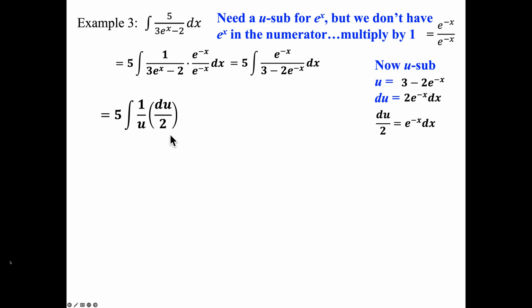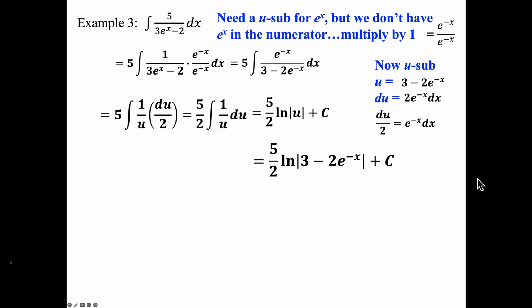And now we'll do a u sub. There's my 1 over u, du over 2. Just take this 2 and factor it out to the front. We'll call it 5 over 2, integrated 1 over u du. That will be natural log of the absolute value of u, with the 5 halves multiplied to it again. Never forget your plus c. Switch your u back in, 3 minus 2e to the negative x, and there's our answer.